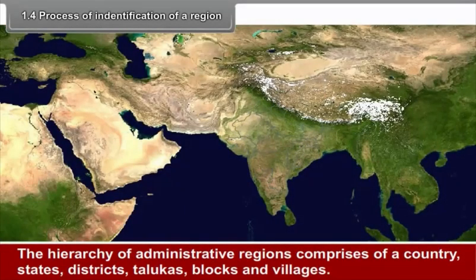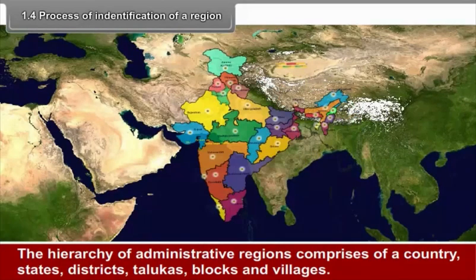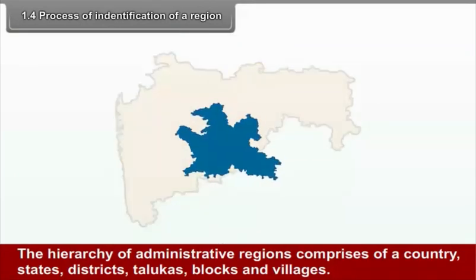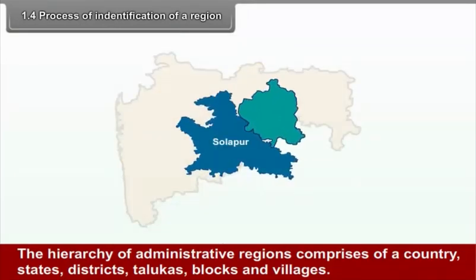The hierarchy of administrative regions comprises a country, state, district, taluka, blocks, and village.